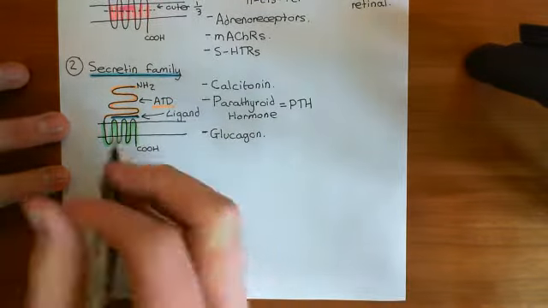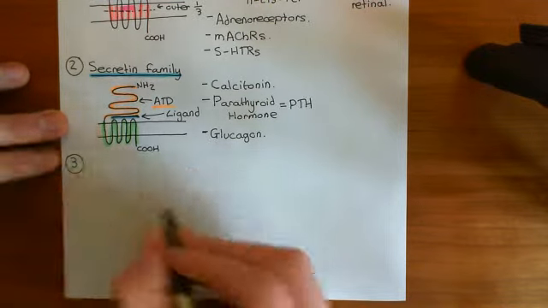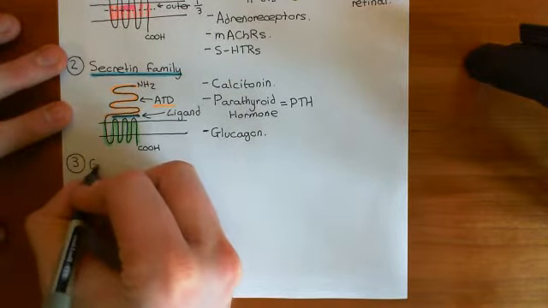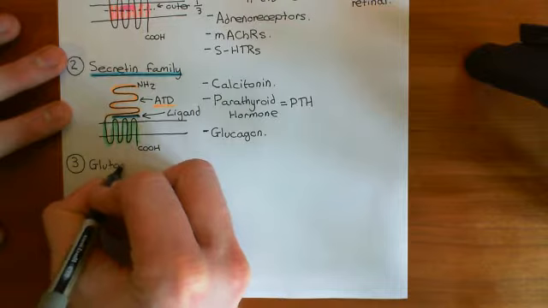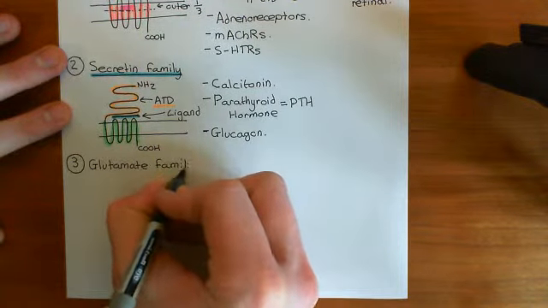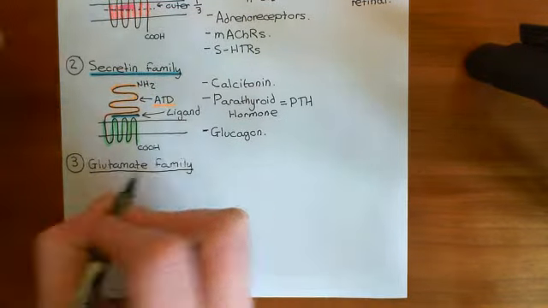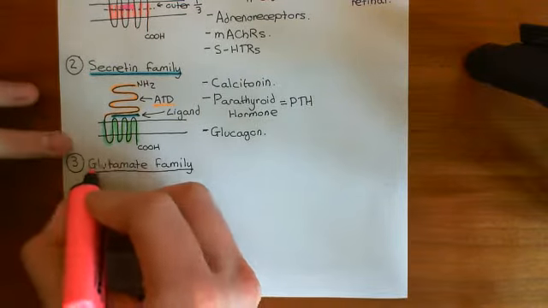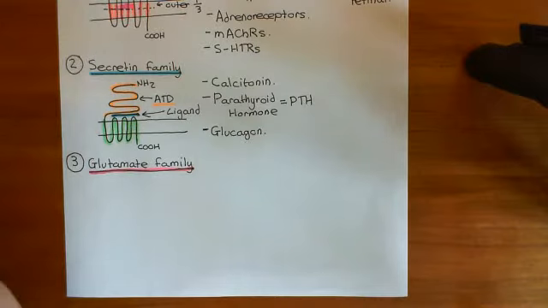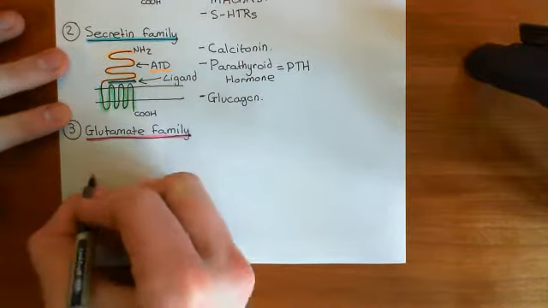So that's the second family of G-protein coupled receptors. Let's now move on to the third family, known as the glutamate family of G-protein coupled receptors. You might be able to guess from the name what receptors are going to be within this family. Let's start with what characteristic feature you have to have in order to count as a glutamate family G-protein coupled receptor.